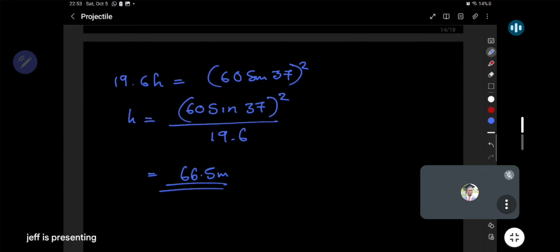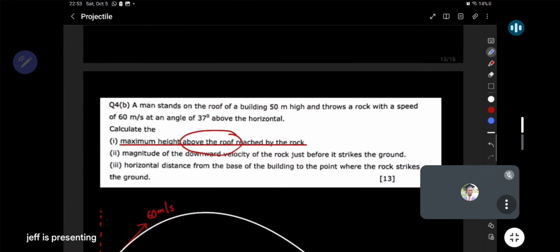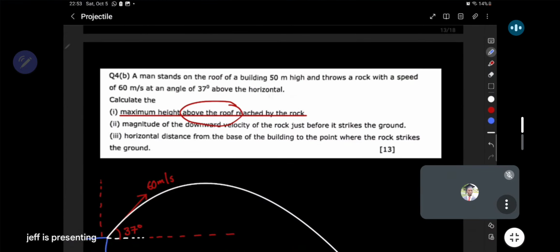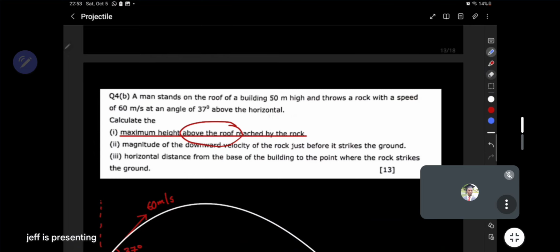All right. So we have found the maximum height. We can now look at the magnitude of the downward velocity of the rock just before it strikes the ground. So here, just pay attention to the phrasing.